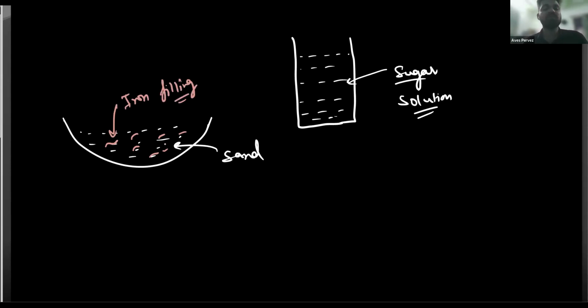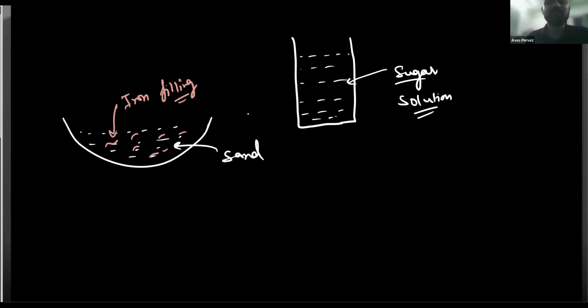So you see that they are not uniformly distributed. If you take a sample from this one, there is no iron filing here. From this one, you will see one iron filing. From this one, two iron fillings, and from this one, three. So these are not going to have the same composition. You understood? This type of solution does not have the same composition. Everybody? Okay.